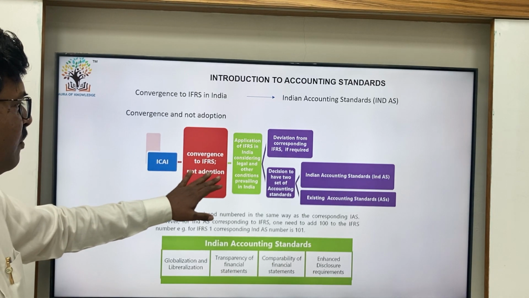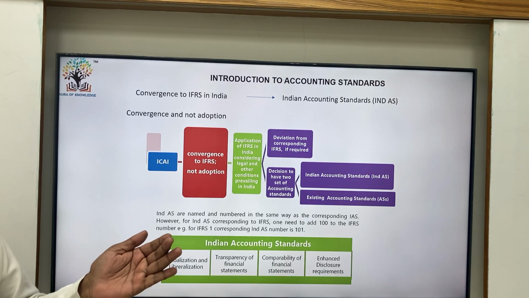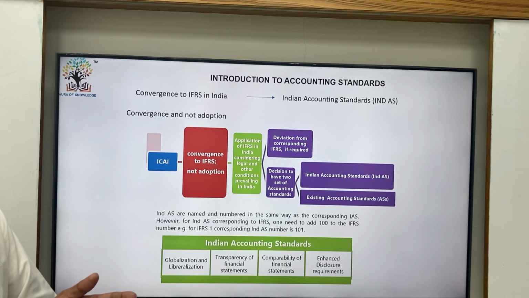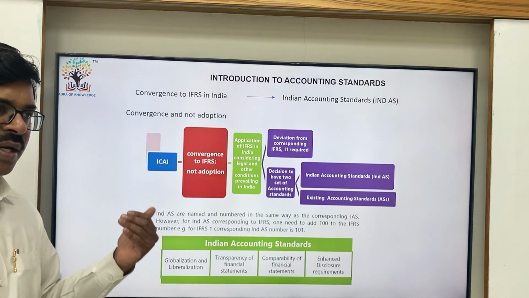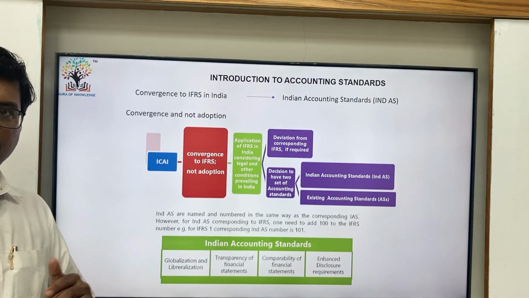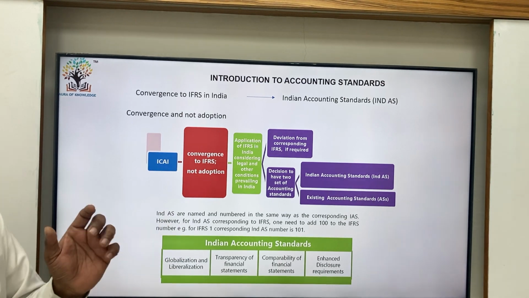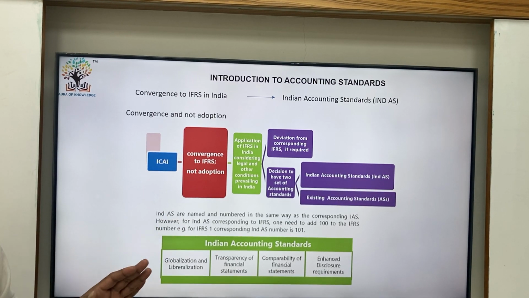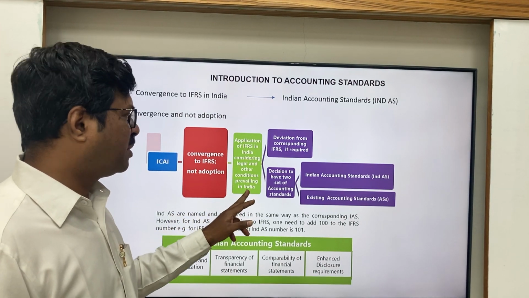It is convergence of IFRS, not adoption. That means they take the applicability of IFRS to India wherever it matches the economic conditions of India. Where it is not matching, where the assumptions of IFRS are not as per Indian standards, they converge that particular aspect and modify it accordingly. So it is not adoption, it is a convergence. Application of IFRS in India considering legal and other conditions prevailing in India.